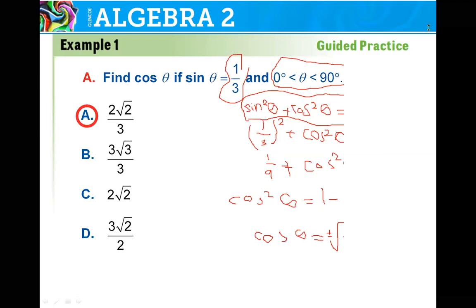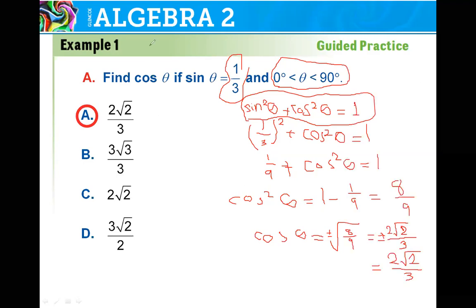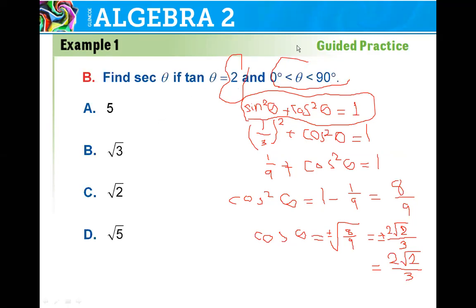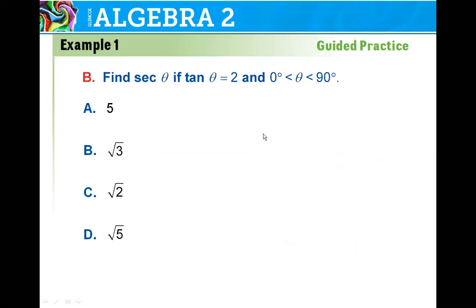Okay. We will complete the next example together. Okay, Hussein, can you read the example, please? Find secant theta if tan theta equals 2. Theta is between 0° and 90°. Okay, what shall we do? If we have secant and tan, we use the Pythagorean identity, which is tan squared plus 1 equals secant squared.